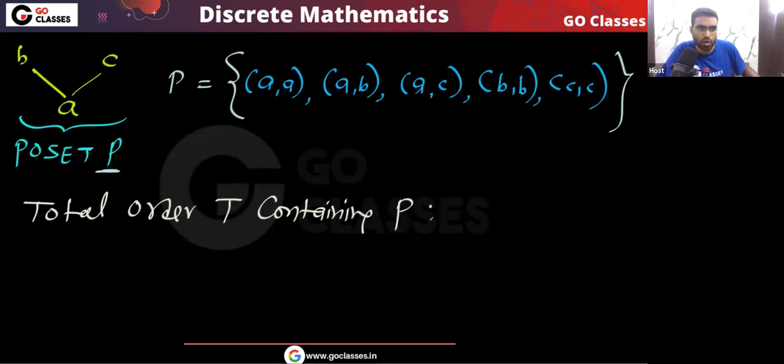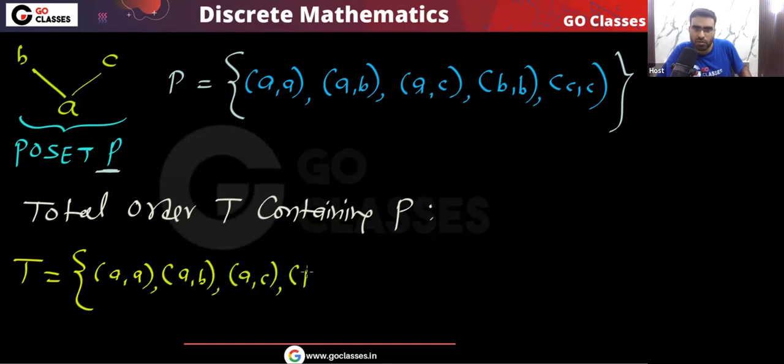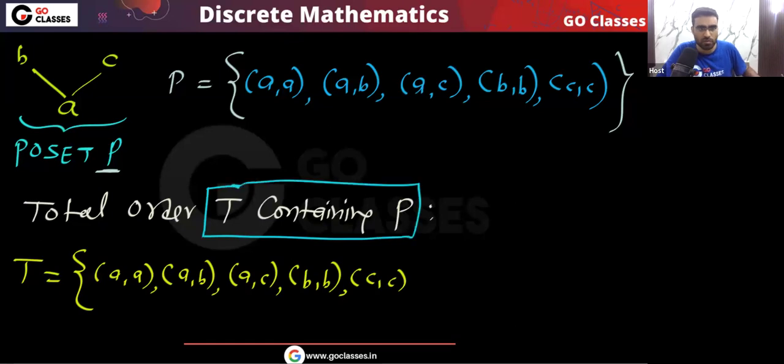Containing P. It automatically means this P will be as it is. Okay, yes or no? I am finding this T. So this P will be as it is, right? This P will be as it is because T contains P.